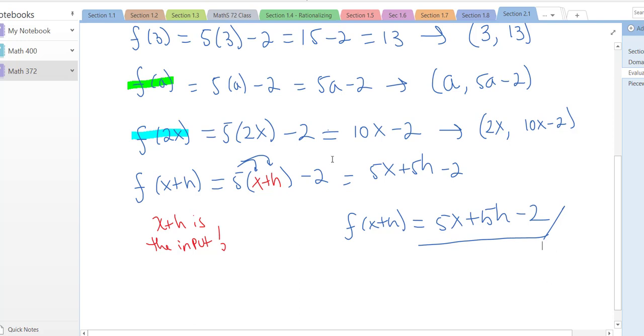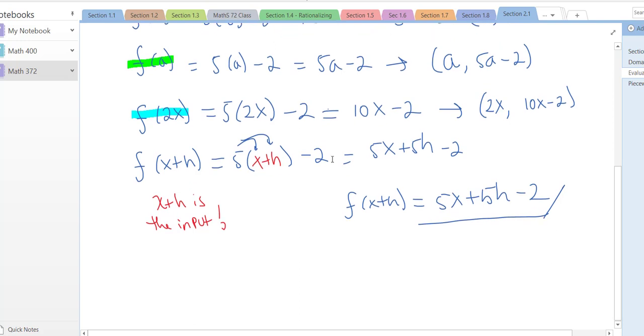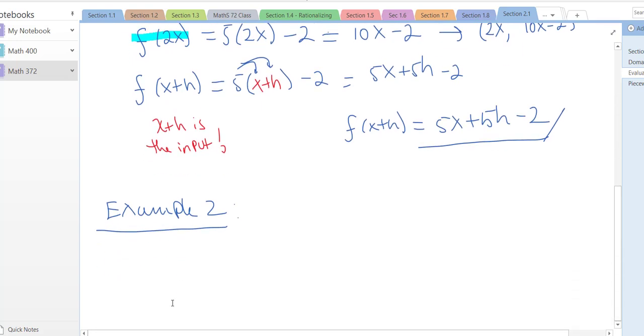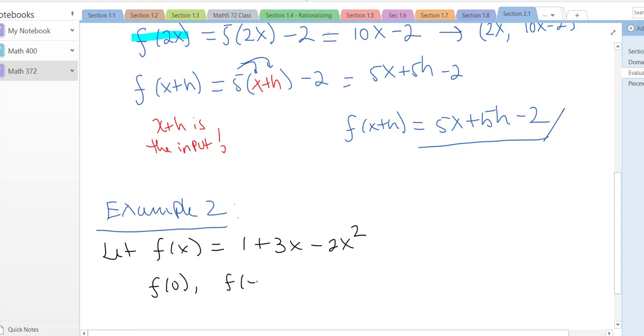Okay, so let's try with a different function. So another example. I'm going to let f of x be 1 plus 3x minus 2x squared. So same thing, let's try to find a few values. So f of 0, f of negative 1, what about f of 2? Then we're going to find, let's say, f of 2a, and then f of x plus h.